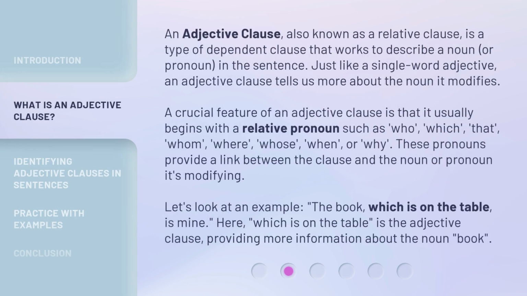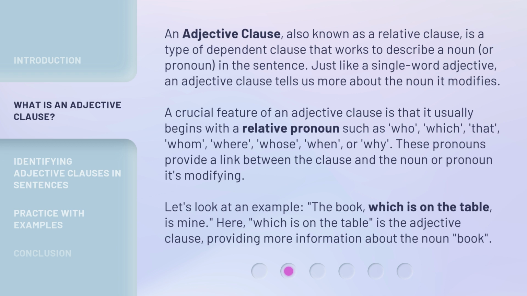An adjective clause, also known as a relative clause, is a type of dependent clause that works to describe a noun or pronoun in the sentence. Just like a single word adjective, an adjective clause tells us more about the noun it modifies. A crucial feature of an adjective clause is that it usually begins with a relative pronoun such as who, which, that, whom, where, whose, when, or why. These pronouns provide a link between the clause and the noun or pronoun it's modifying.